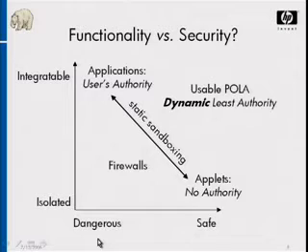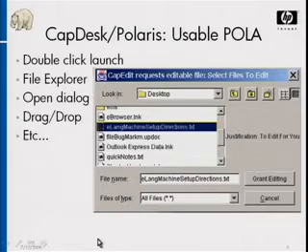So what's the path to usable least authority? POLA is the principle of least authority. How do you provide programs adequate authority so they can provide the functionality you need while still denying them any authority in excess of that that would enable abuse? And how do you do that in a usable fashion? Well, the key is what we call dynamic least authority. And the dynamic is the key to dynamic least authority.